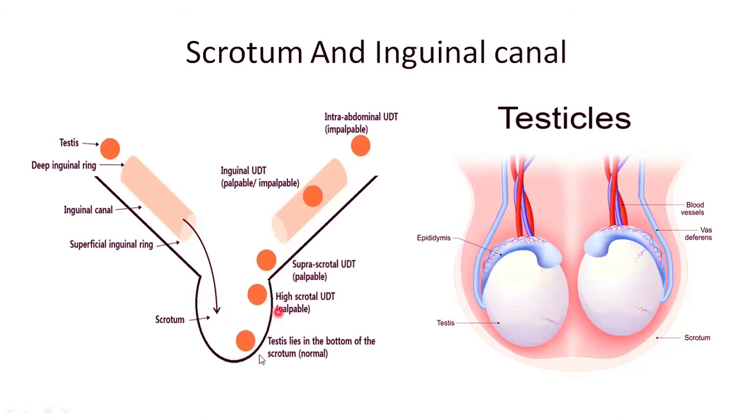Now, why are the testes outside of the body? Why are they not present inside? They are outside of the body in the scrotum. The important point is the temperature: the testes require 1 or 2 degrees less temperature than the body temperature. So that is the most important point.